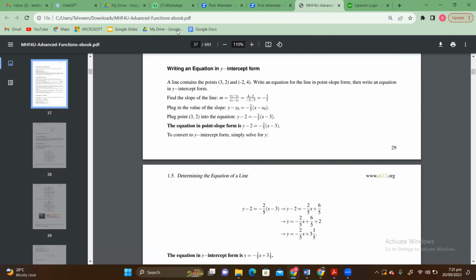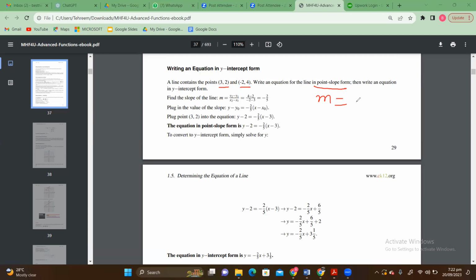Yes, okay. A line contains the points (3, 2) and (-2, 4). Write an equation for the line in point slope form, then write an equation in y-intercept form. So first of all, write the equation in point slope form, and you know how to write it when we have two points. But we don't have m, so we have to find m. I'm giving you 1 minute.